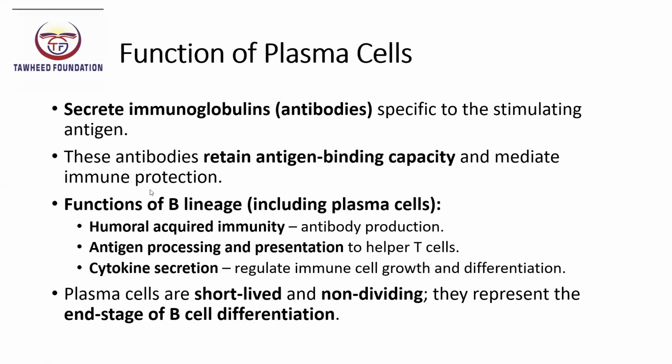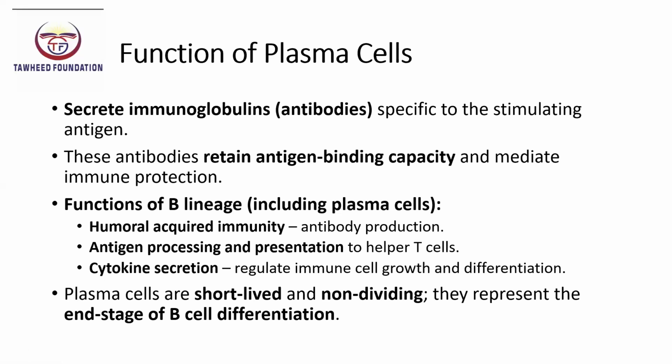Next is functions of plasma cells. The primary function of plasma cells is to secrete immunoglobulins that are specific to the stimulating antigens. These antibodies maintain their antigen binding capacity and mediate immune protection by neutralization, opsonization, and complement activation.